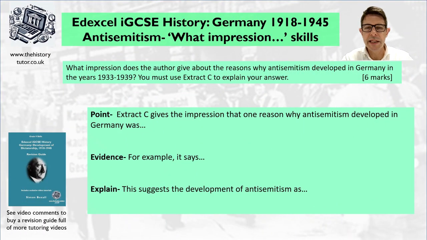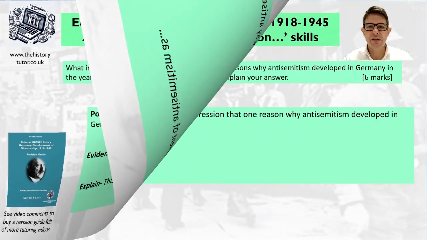Well, we're going to write it in a little P paragraph, as I suggested earlier. We're going to make a point and say extract C gives the impression that one reason why anti-Semitism was this. And then we give the basic message of it. We can then say, for example, and give a little quote. And then we can give a little explanation, one or two sentences to explain what we think the meaning is. So let's go through this together, shall we?